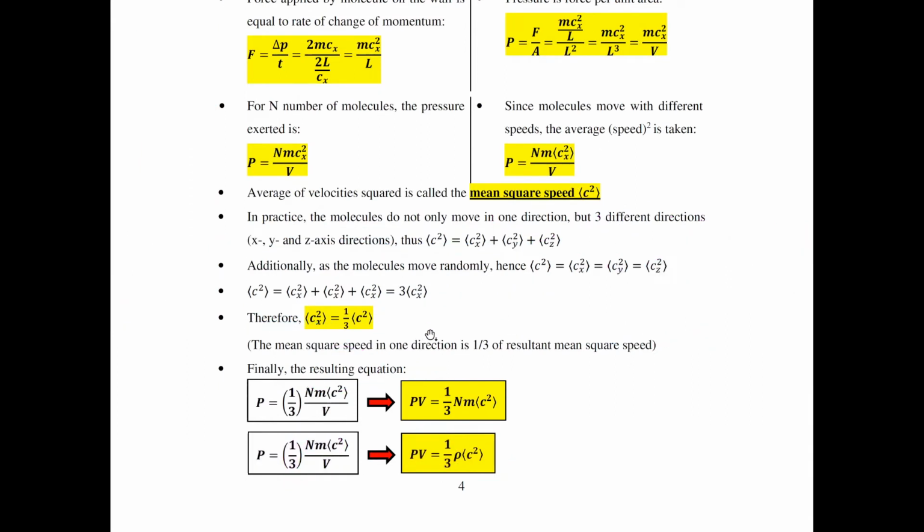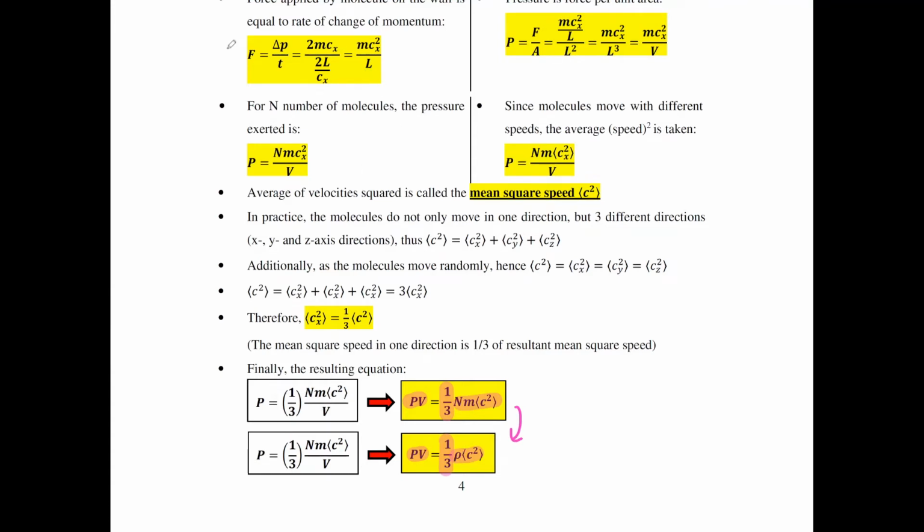All right. Okay, so your equation is PV equals 1 over 3 nmc squared. You can actually modify this equation a little to become this. Okay. Now, how did it become PV equals 1 over 3 nmc squared to PV equals 1 over 3 rho c squared?